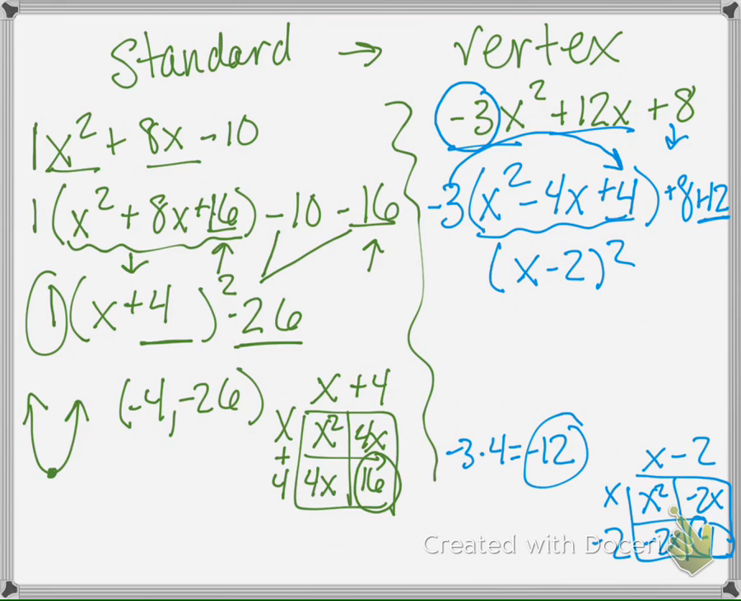Now to go in the cleanup step, I bring down my a value, that's negative 3. The x squared minus 4x plus 4 is the exact same thing as x minus 2 squared. And then my 8 and 12 combine to give me a positive 20. So now, if I'm looking at that, my a value is a negative 3. So it tells me I'm going to open down. It's going to be a little bit more narrow. And I'll have a maximum at 2 because of my h value and 20.